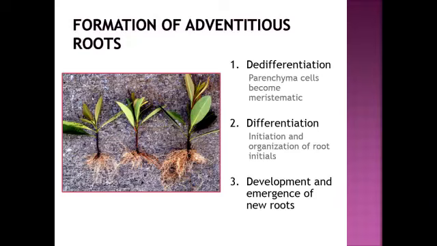And that's step 2. So there's the initiation and organization of root initials, which are just sort of precursors of actual roots. And then the 3rd step is the development and emergence of the new roots. So in the picture here, these are some stem cuttings that I rooted. They had different treatments because they were part of an experiment, so they have different amounts and sizes of roots, but those are adventitious roots that have formed on stem cuttings.